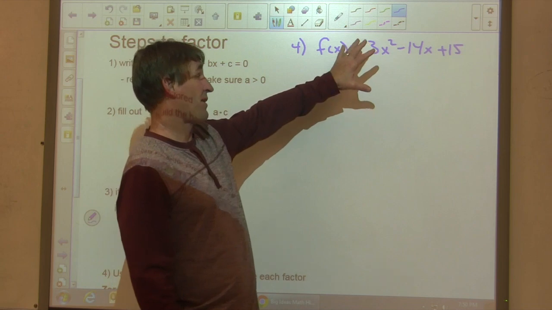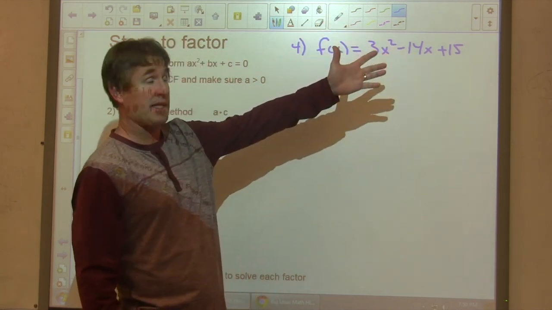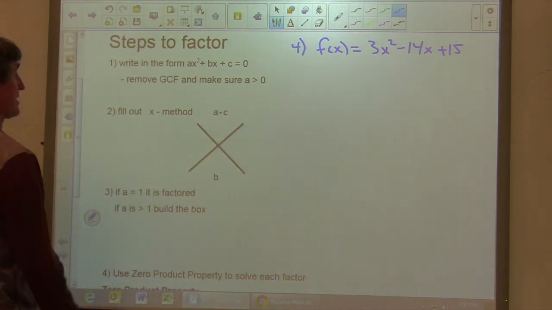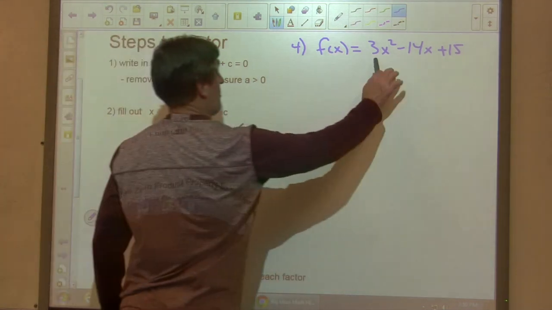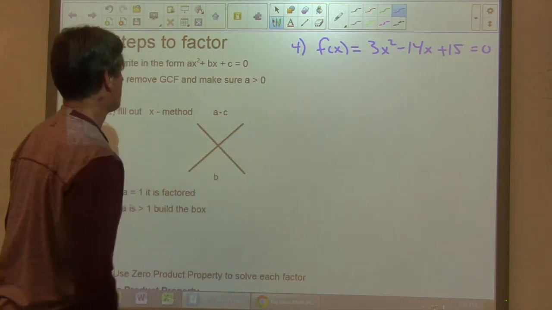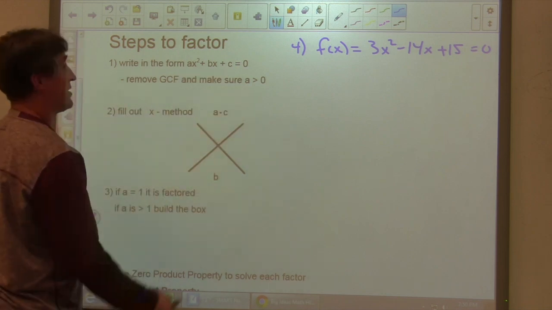And when it says to find the zeros of the function, they want to know what you put in for x to get 0. So it's really the same thing, it's just written differently. So we do the exact same process. We've got it in the form we want. We just say, hey, this is equal to 0. We want to know when it's equal to 0. There is no greatest common factor. Our a is greater than 1, so we plug it in.